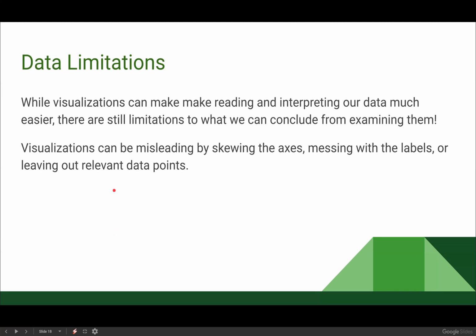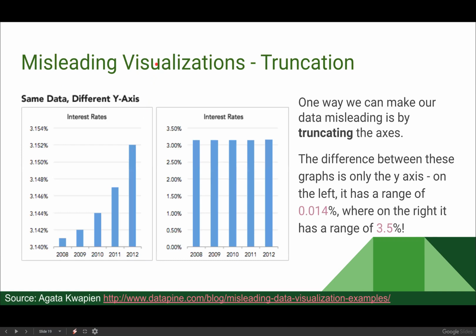So while visualizations can make reading and interpreting our data easier, there are still limitations to what we can conclude from looking at them, especially if someone creates a visualization in a way that's purposefully misleading by skewing the axes, messing with labels, or just leaving out relevant data points. So we're going to look at a few different types of misleading visualizations. Our first kind is truncation.